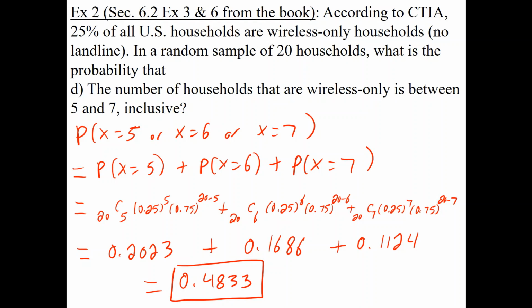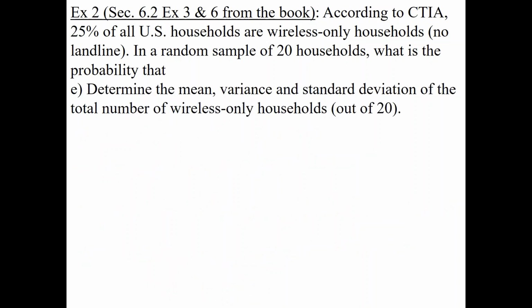All right, so let's go ahead and look at the next part of this example. It's saying determine the mean, variance, and standard deviation of the total number of wireless households. So it's asking for the mean, standard deviation, and variance of this random variable. And we have formulas for that. Since it's binomial, it's very easy.